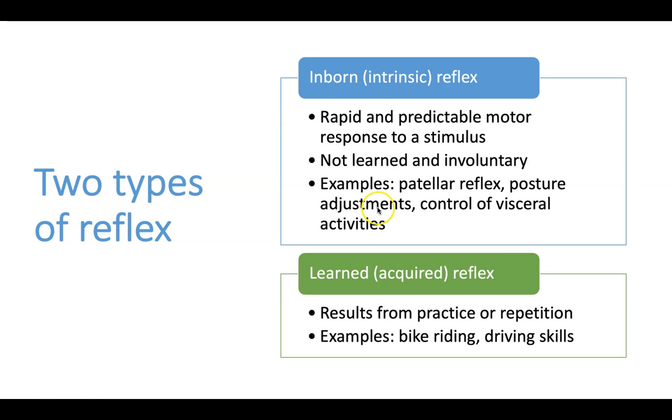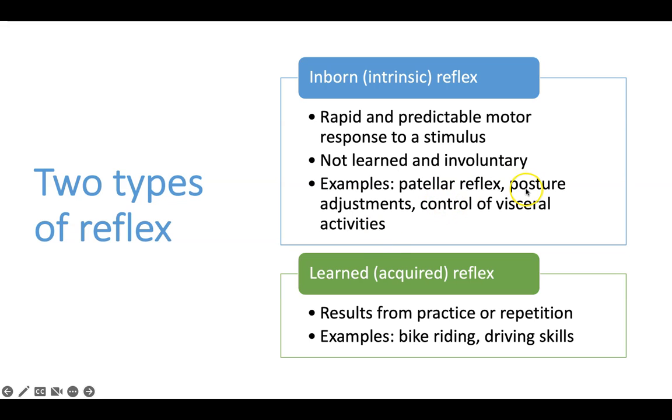The one we mainly think about are these inborn or intrinsic reflexes. These are rapid and predictable motor responses to a stimulus. So they're very quick, they always look the same, they're not learned, they're involuntary. An example would be the patellar reflex. So if someone hits you in just the right spot on your knee, your leg will kick, and it will kick in a predictable way.